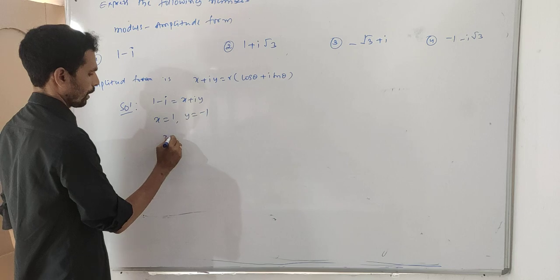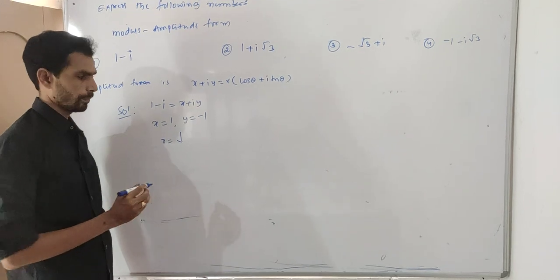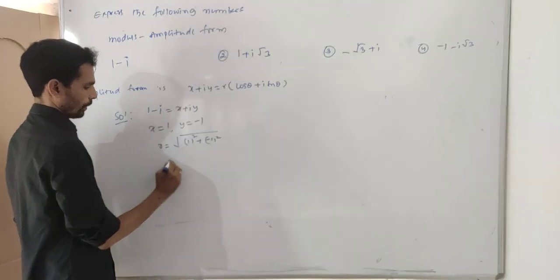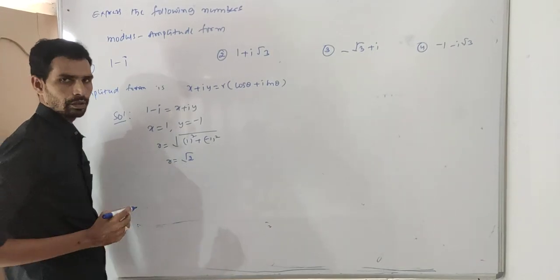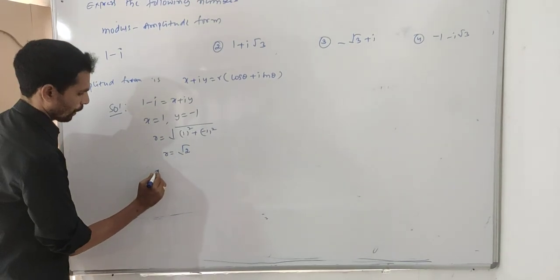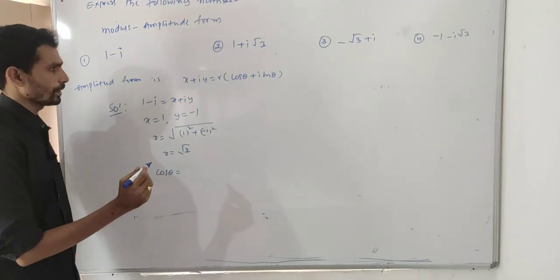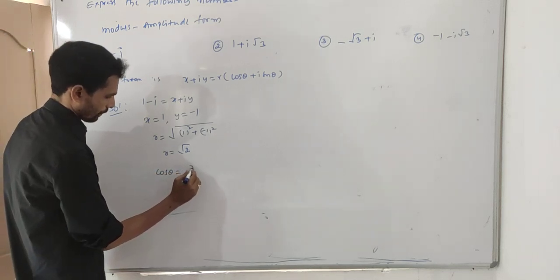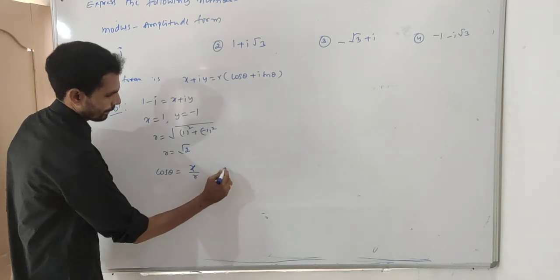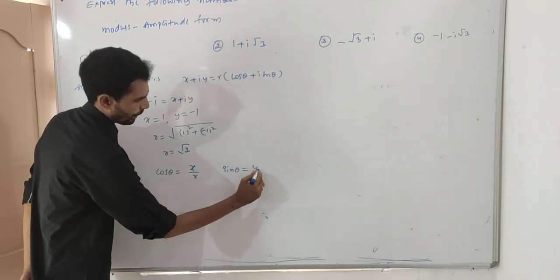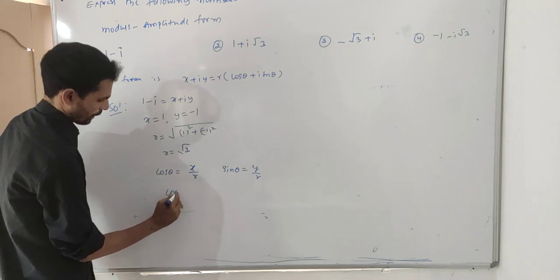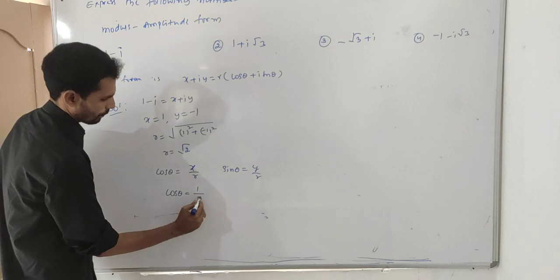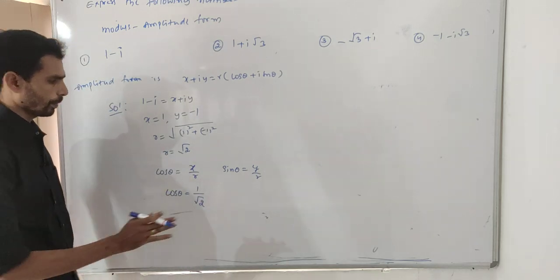What is the r value? R value is under root of x square plus y square. X square means 1 square, y square means minus 1 square. Therefore, indirectly r is equal to root 2. We already know the formula: cos theta is equal to x by r, and sin theta is equal to y by r. What is the cos theta value? X by r. X value is 1, r value is root 2. So cos theta is equal to 1 by root 2.